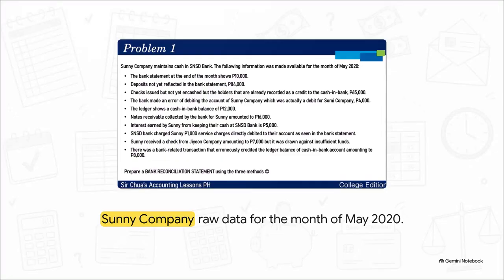Okay, so here are the raw facts for Sunny Company. Right off the bat, you can spot the central discrepancy. The bank statement is showing 10,000 pesos, but the company ledger shows 12,000. And right along with that, oh boy, a massive wall of unrecorded deposits, uncashed checks, service charges, and errors. It looks like a total mess. So how on earth do we make sense of this?